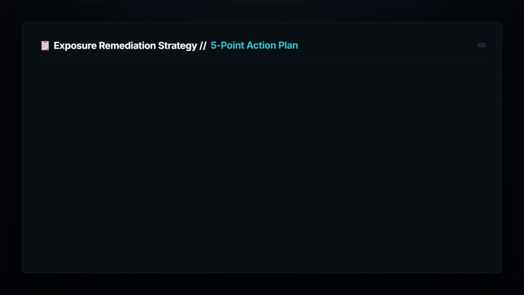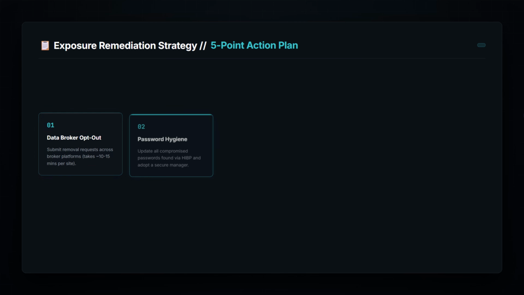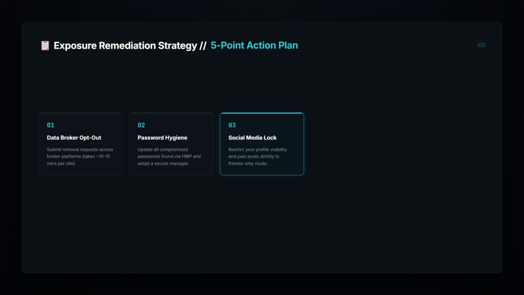So now you know how much exposure you have. Let's fix it. 1. Send opt-out requests to data broker sites. Each usually takes 10 to 15 minutes. 2. Immediately change every old password found on Have I Been Pwned. And start using a password manager.